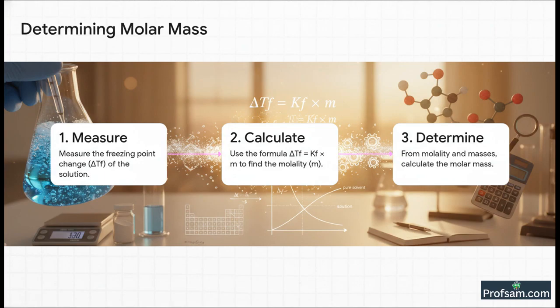First, you measure. You take a known weight of your unknown substance and dissolve it in a known weight of a solvent. Then you very carefully measure the change in the freezing point, which we call delta TF. Second, you calculate. You use the simple formula delta TF equals KF times m. Now, KF is a known constant, and you just measured delta TF, so you can easily calculate m, which is the molality. And finally, you determine. Since you now know the molality, and you know the masses you started with, you can simply work backwards to calculate the molar mass of your unknown substance. It's a beautiful way to apply theory in the lab.